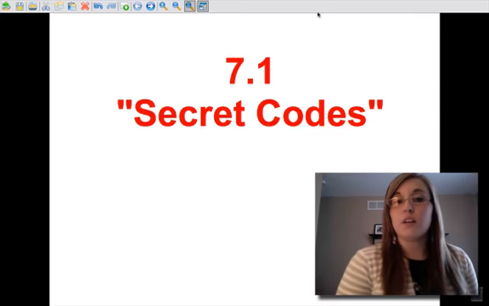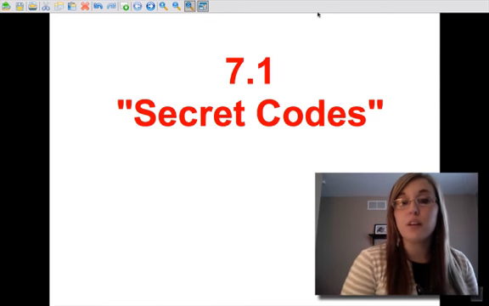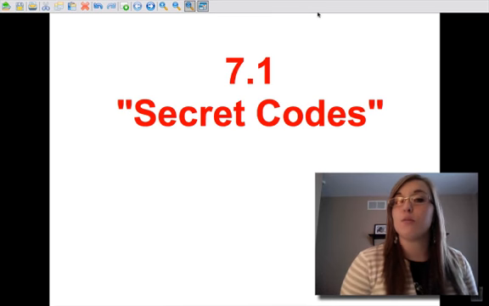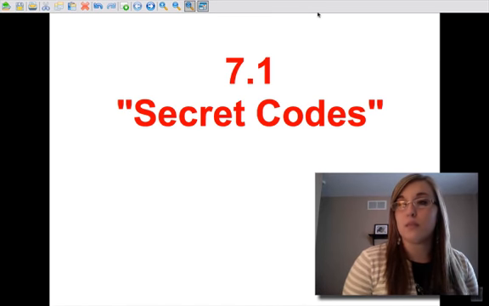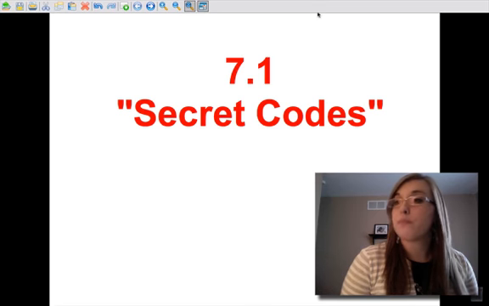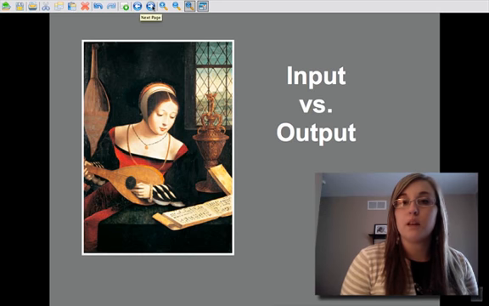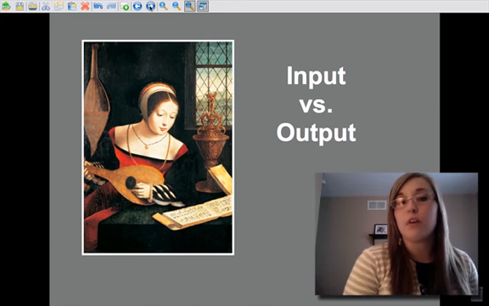Hi, we're going to start with section 7.1, talking about secret codes, which you'll find out what that means when you come to class tomorrow. So this chapter is going to start by talking about input versus output, and I have an example for you.